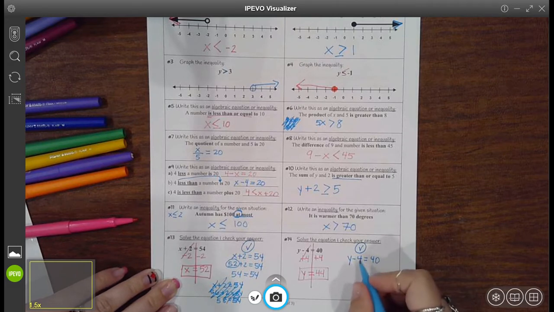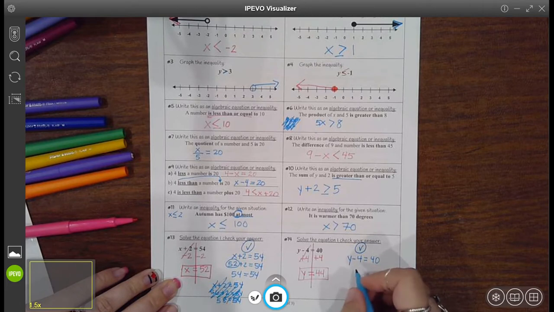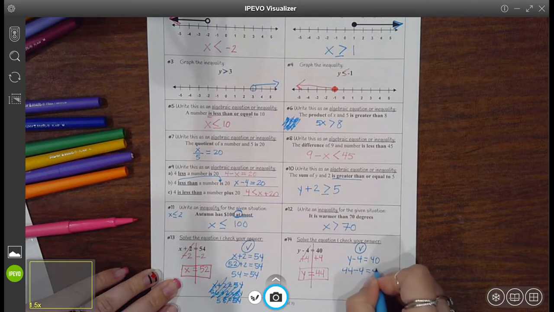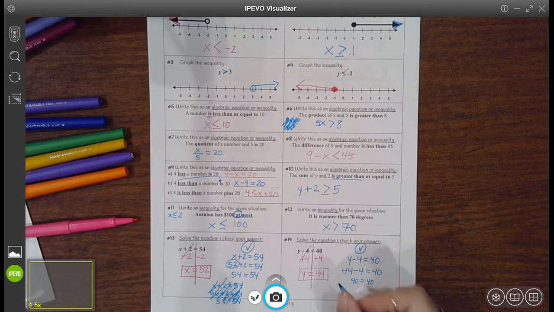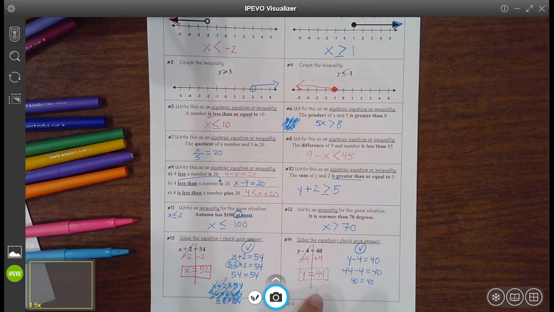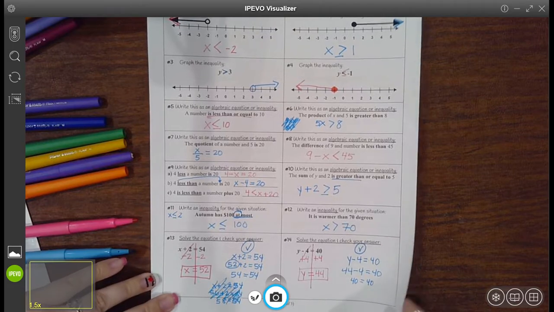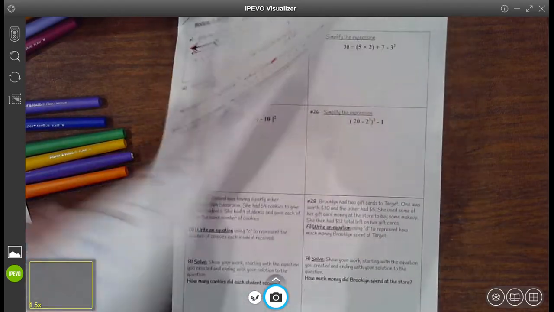Okay, so check it. That's why I just put a check mark here rather than writing out the word check. I write the original equation. I replace the variable with what I think y is. And then I simplify. 44 minus 4 is 40 equals 40. That's a true statement. So then with confidence, you can write y equals 44 in the answer column and move on to the next question, knowing that you for sure got it right.